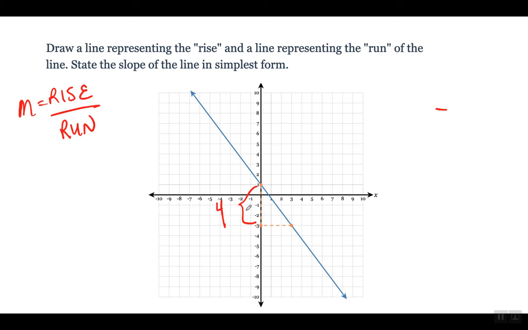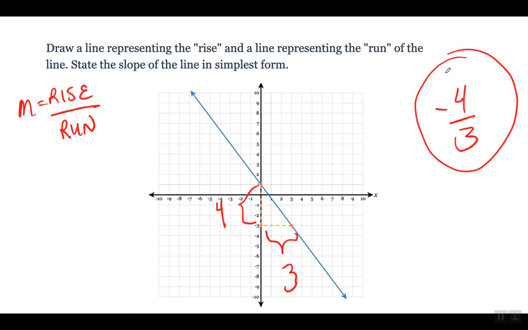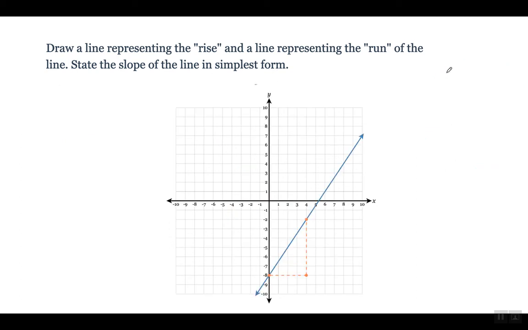Alright, so the rise is 4 and the run is 3. So negative 4 over 3. Again, here the line is going up, so the slope is going to be positive. La línea va para arriba, de izquierda a derecha, así que el slope va a ser positivo.